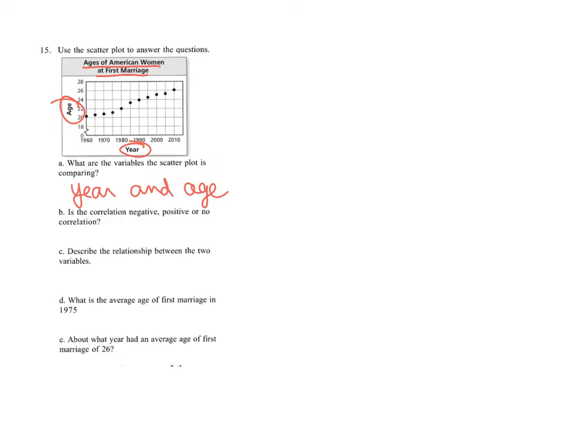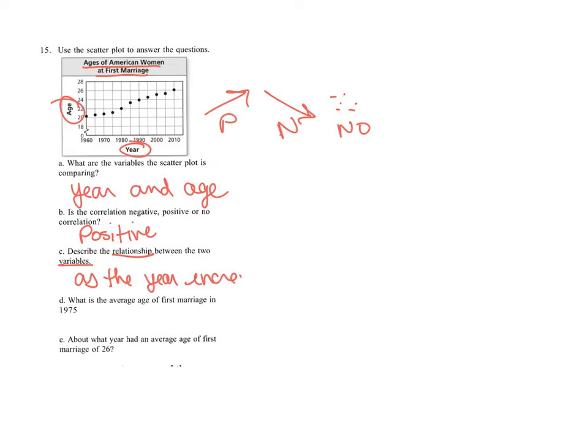So would you say this graph has a positive, negative, or no correlation? Well, if I look at it, I see an overall increasing trend. Okay, so I'm going to say positive. And when I want to describe the relationship between the two variables, that's where I'm going to say as the year increases, age of first marriage increases.